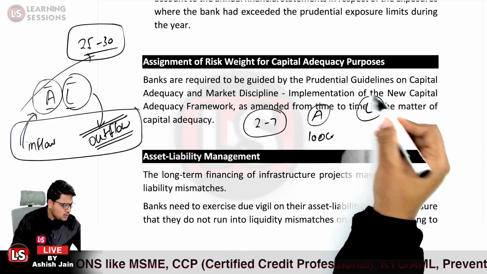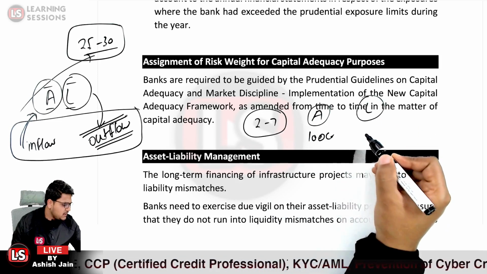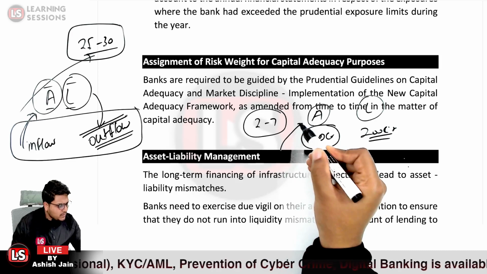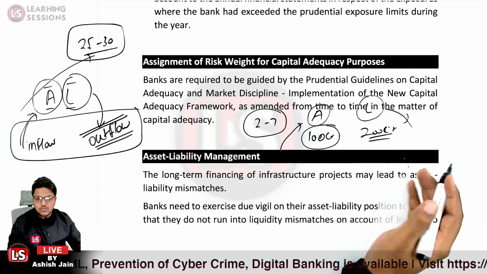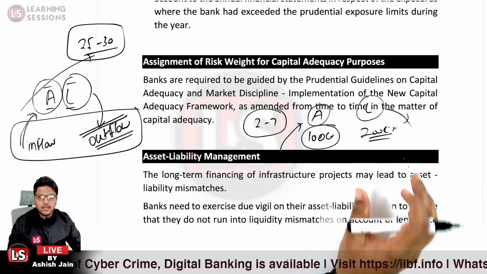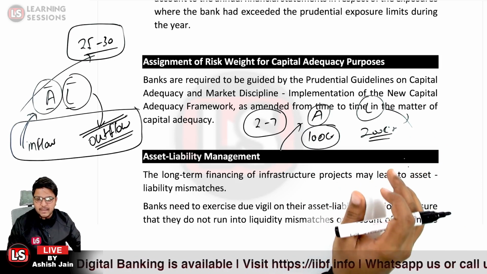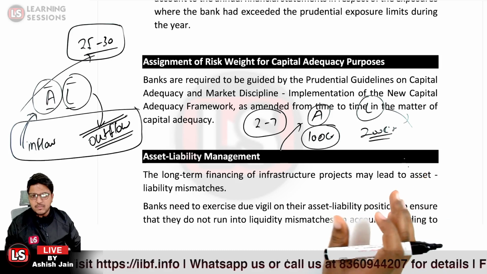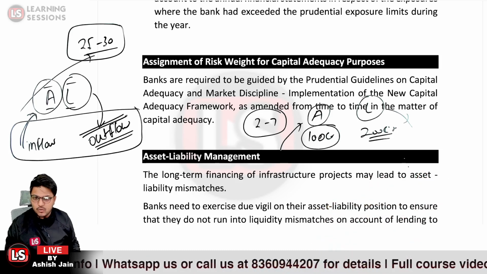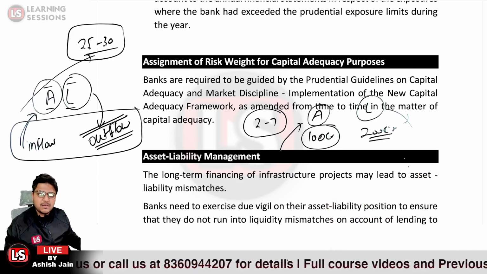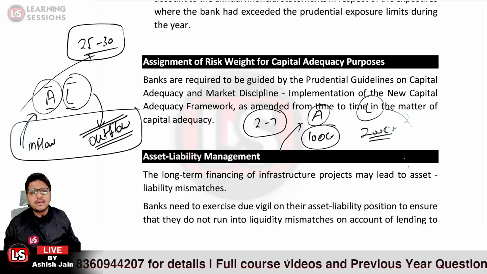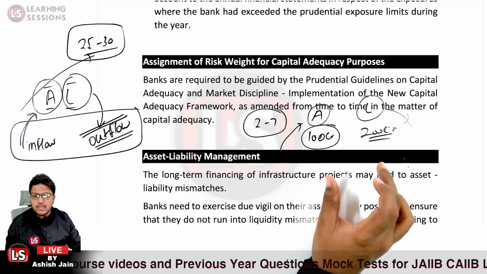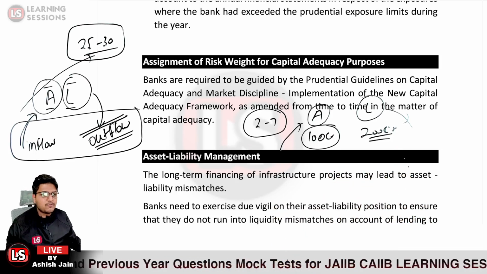And the liabilities that are going to mature, the outflows, are 200 crores. Now in that case, there is a negative gap because you are going to receive only 100 crore, but you have obligations to pay 200 crores. So there is a negative gap, and that must be looked into because it is a serious concern. Otherwise the bank either has to borrow the amount from the market to fulfill its obligation, or the bank will be declared insolvent. So banks need to exercise due vigil on their asset liability positions so as to ensure that they do not run into liquidity mismatch. Banks must avoid such situations.